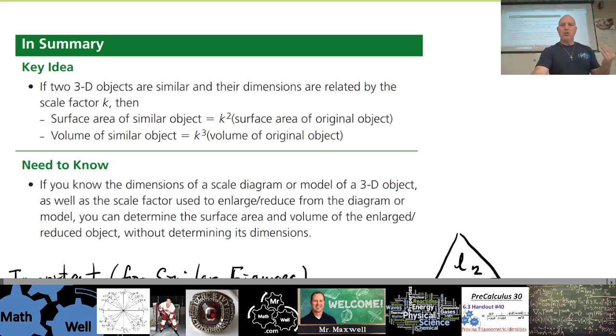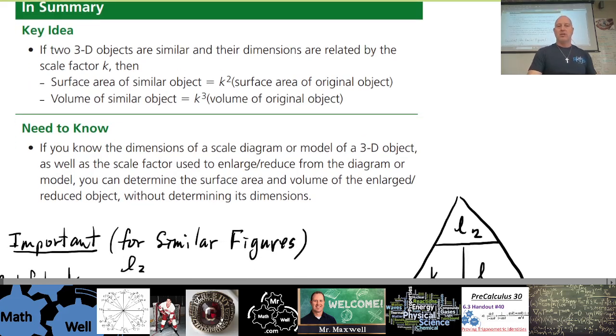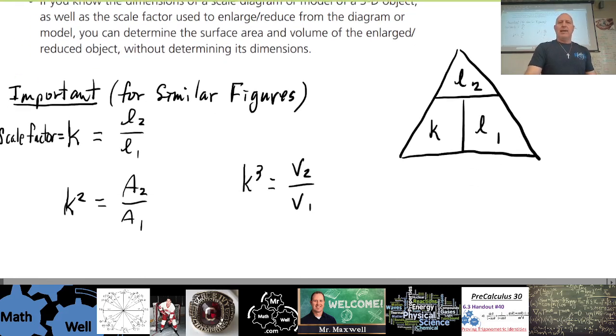If you know the dimensions of a scale diagram or model of a 3D object, as well as the scale factor used to reduce or enlarge the diagram, you can determine the surface area and the volume of the enlarged object without determining its dimensions. So that k cubed gets you from volume to volume. The k squared gets you from area to area. This is just another way to put this, for similar figures. The scale factor is length 2 divided by length 1, or the diagram divided by the original. k squared is the area divided by the area, and k cubed is volume divided by volume.